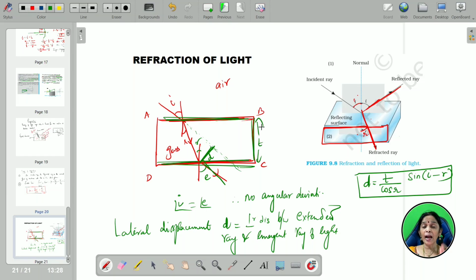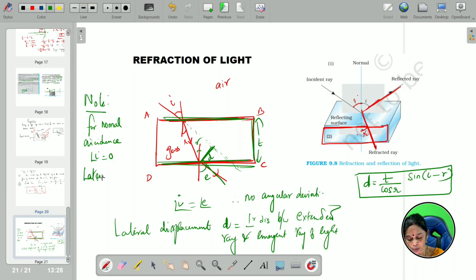Now, when is the lateral displacement going to be minimum? Note it. For normal incidence, exactly falling normally, that is angle of incidence is 0, then the lateral displacement is said to be minimum. I mean, there is no lateral displacement. This was a question asked last year, hence I am discussing the same thing.